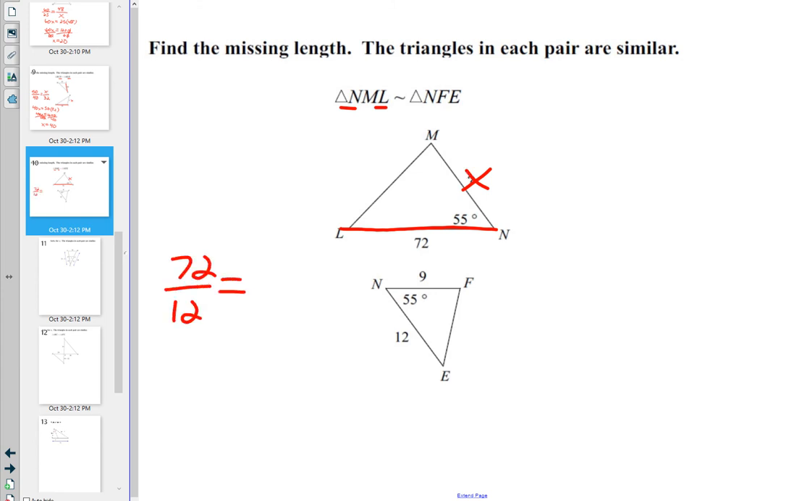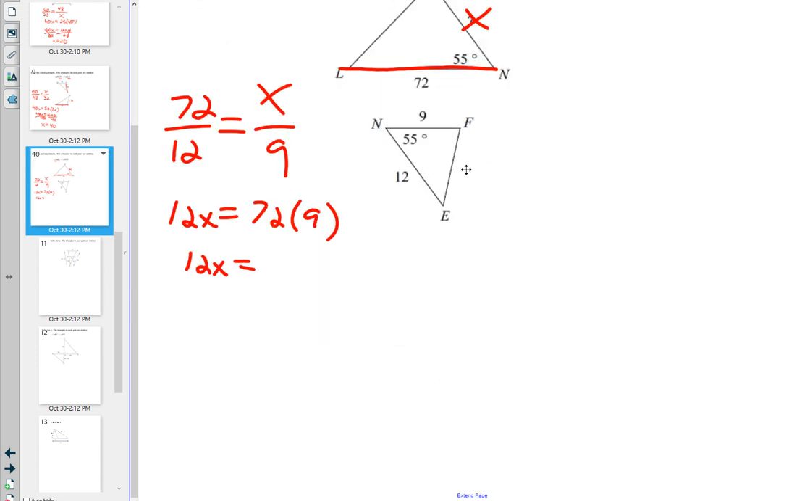72 over 12 is equal to the X that I'm looking for over the 9. 12X is equal to 72 over 9. 6 what? 48. 48.